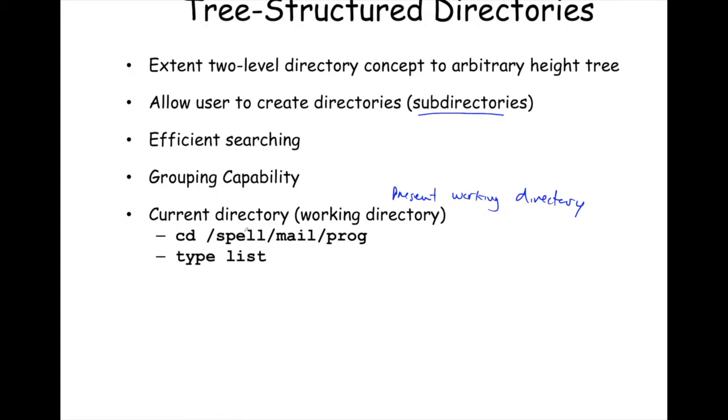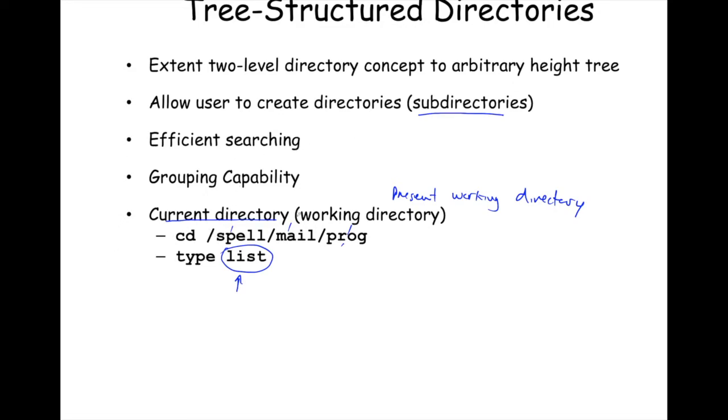And so if you were to change directory to spell, subdirectory mail, subdirectory program, and then you type the word list, it's going to give you the contents of that file in that working directory. So by saying change directory, your current working directory is now the spell directory, subdirectory mail, subdirectory program. And so this idea of current working directory is another construct introduced when you allow people to create arbitrary subdirectories. Therefore, this tree can have multiple levels.